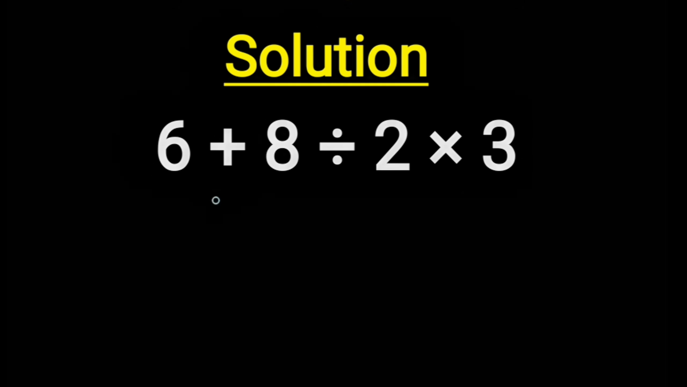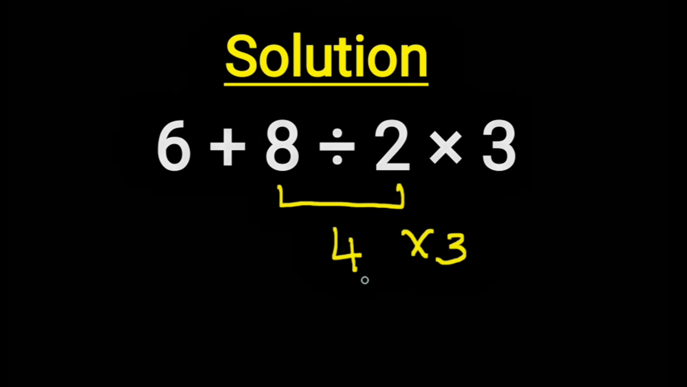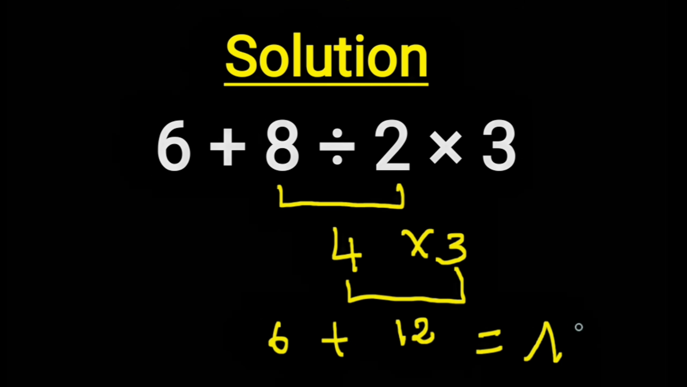Let us apply it together. Addition is the lowest rank here, so the 6 must wait. We scan 8 divided by 2 multiplied by 3 from left to right. Division comes first. 8 divided by 2 gives us 4. Then 4 multiplied by 3 gives us 12. Finally, 6 plus 12 gives us 18. Simple, clean, and logically sound.